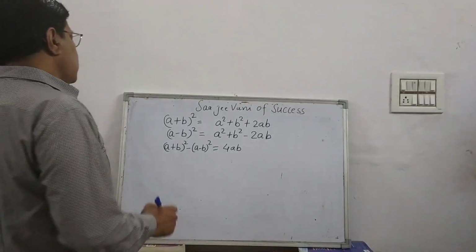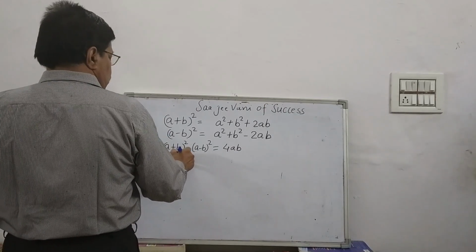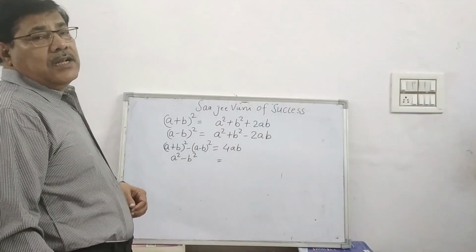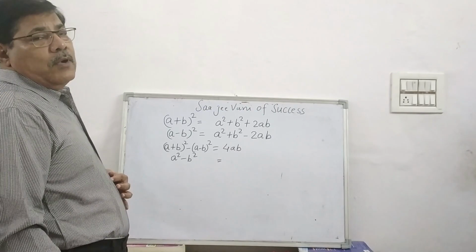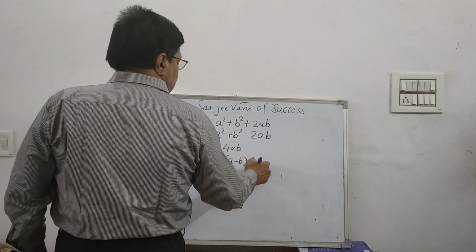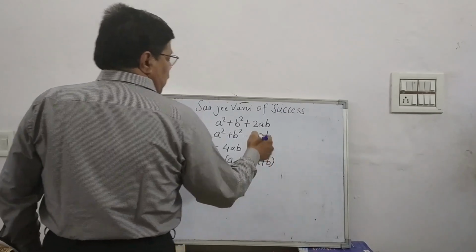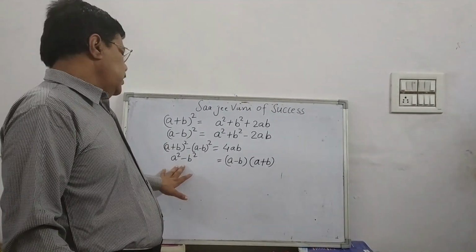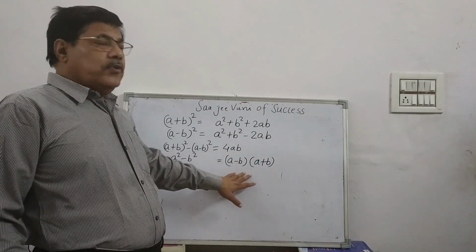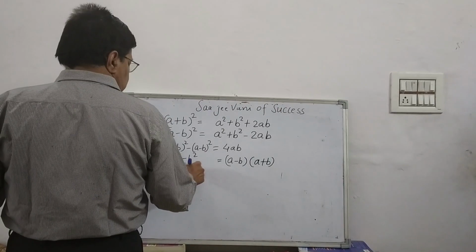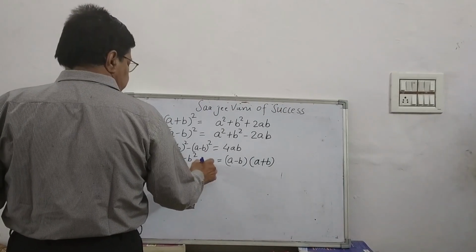Okay. Next is the expansion of a square minus b square. Anyone tell me the expansion of a square minus b square? Expansion is a minus b in one bracket and a plus b in second bracket. Means if you multiply them, you will get this. When you factorize this, you will get this. Clear?